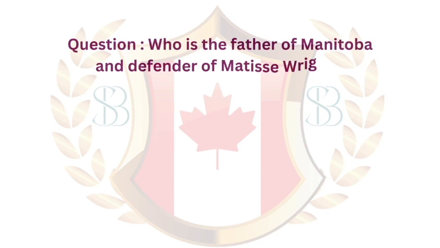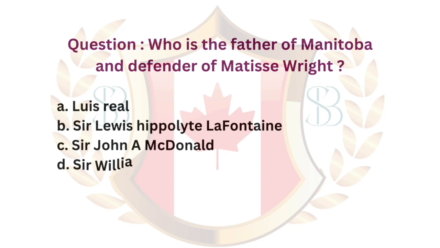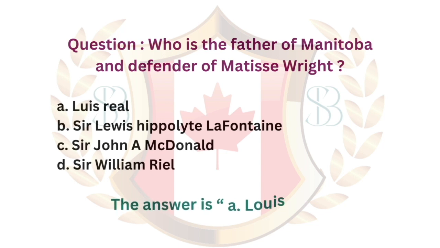Question. Who is the father of Manitoba and defender of Métis right? A. Louis Riel. B. Sir Louis Hippolyte Lafontaine. C. Sir John A. Macdonald. D. Sir William Riel. The answer is A. Louis Riel.